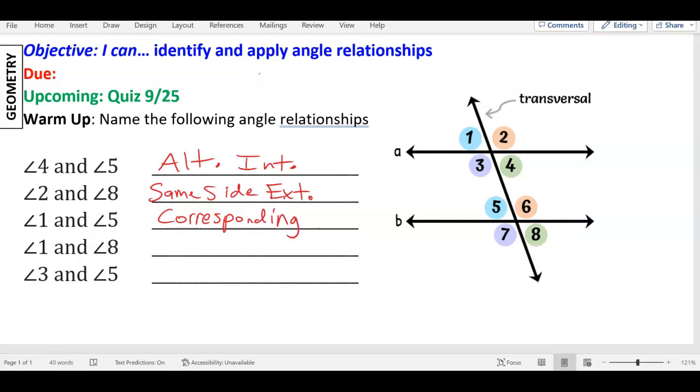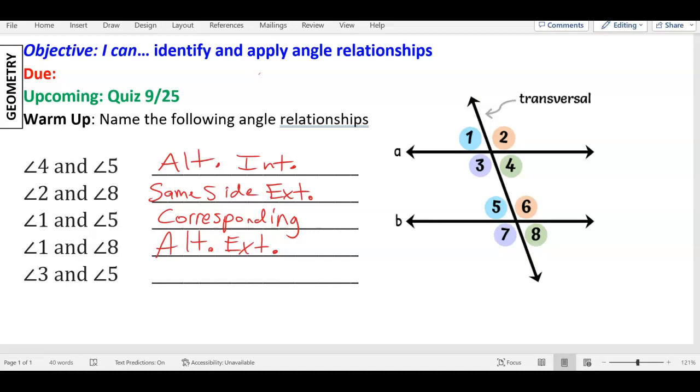All right, 1 and 8, same side or alternate? Alternate. 1 and 8 are on different sides, right? And in the back, no phones. We call it alternate. Are they in or out of the parallels? Outside means exterior. So 1 and 8 are alternate exterior angles.